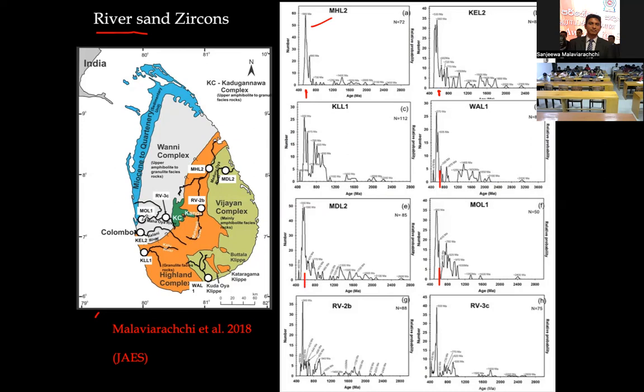These are the rivers. The locations are shown in the places where the samples were taken: Kalani, Kalu, Walawe, Mahaweli, Maha Oya, Maduru Oya, and Nilwala, all these rivers. Some samples were taken and analyzed. You can see this n number, which indicates the number of grains. At least 50 grains from each river. Here, 25. Here, 112 grains, right? Likewise, the higher the number, the better.